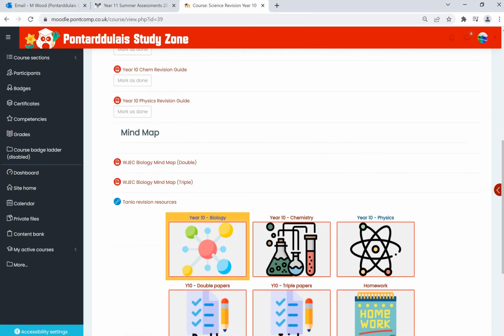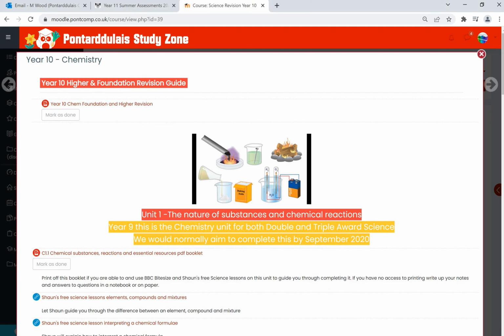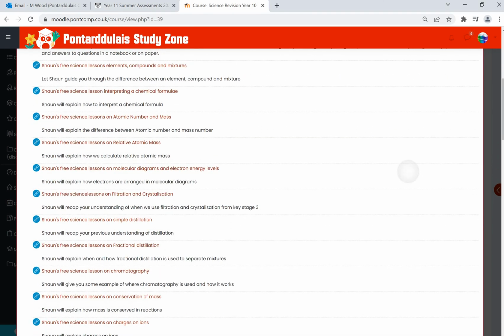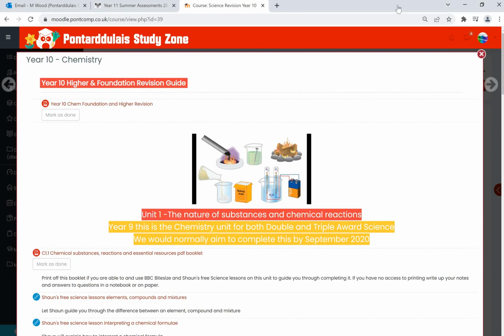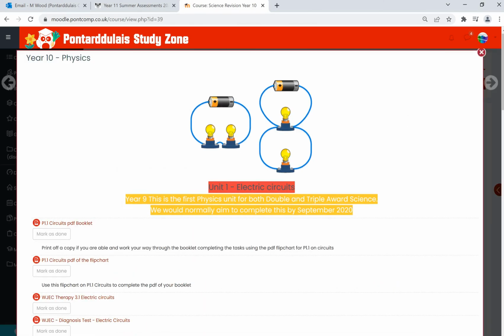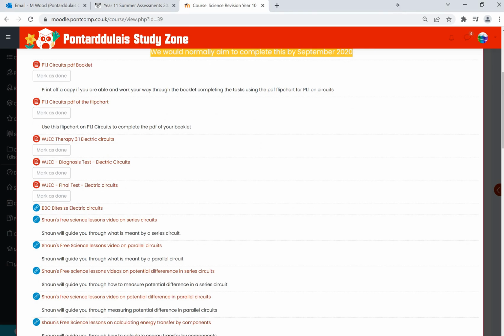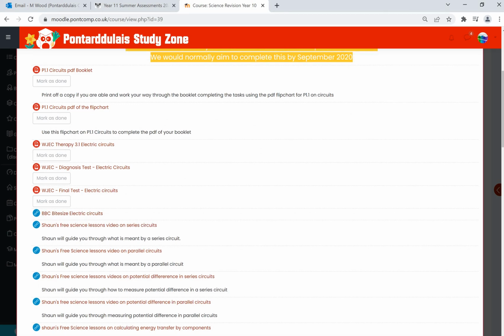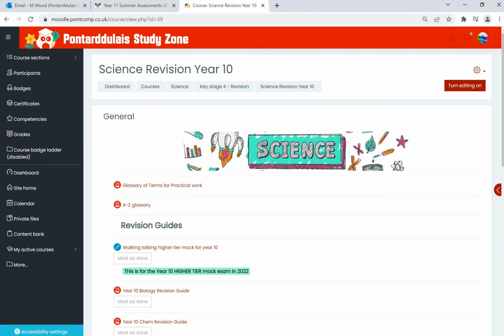And they are the same for both chemistry, Mrs. Lees's units there, as well as for physics. So we've got Mr. Ruddy's units here. And again, the BBC Bitesize and Sean's free science lessons, all accessible from there.